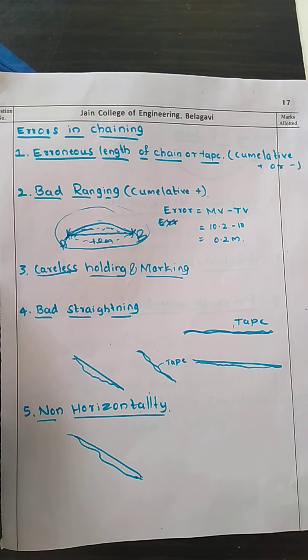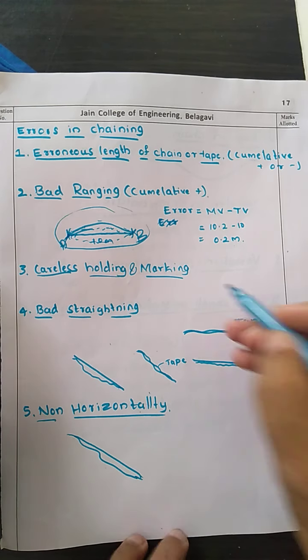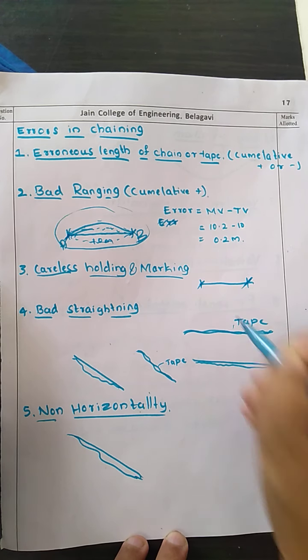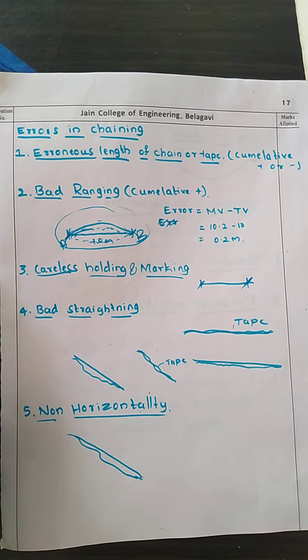Then the careless holding and marking. If we don't hold the ranging rod, or whatever instrument we are using for ranging, properly, or if we don't mark it properly, or don't keep our chain or tape on the proper line, there is also a possibility of error. So this is also one kind of error.